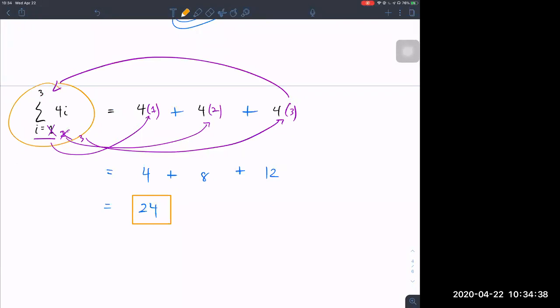And then the reason for summation is that I'm not interested in one calculation. I'm interested in multiple calculations day after day, okay?